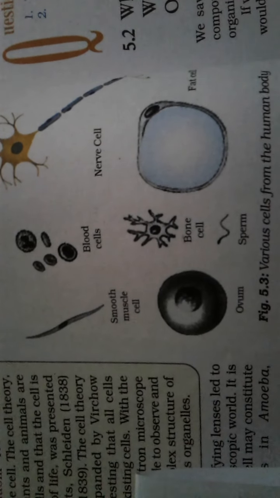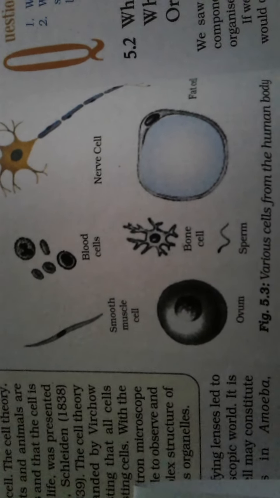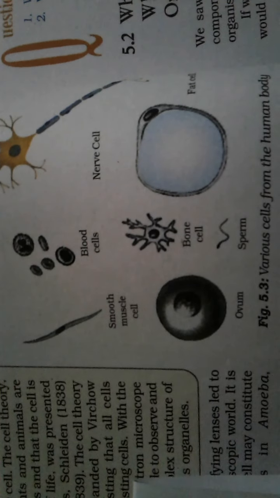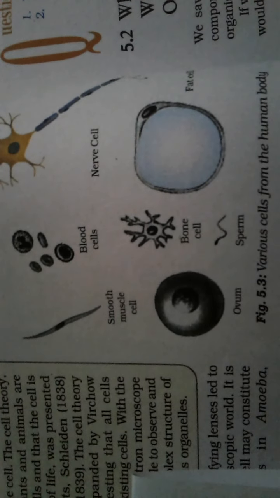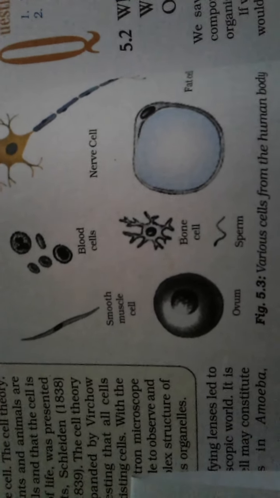In Figure 5.3 on page number 58 of the NCERT book, you can see the various types of cells a human body has. Here there are nerve cells, blood cells, and muscle cells, etc.